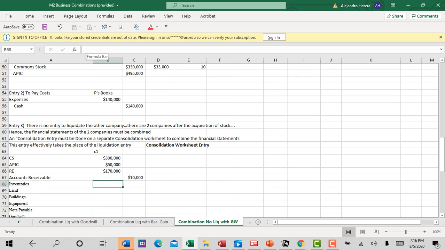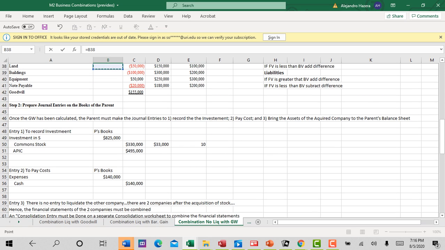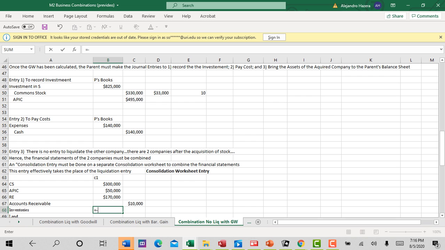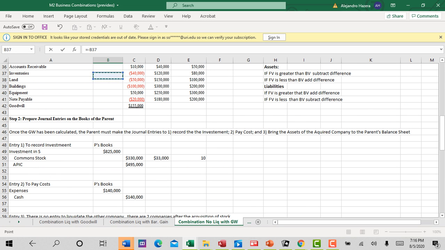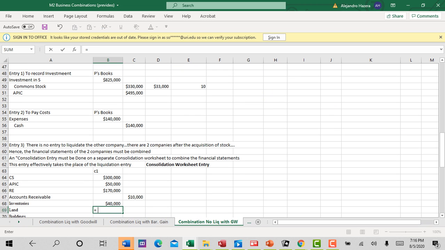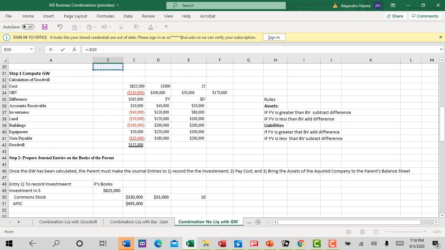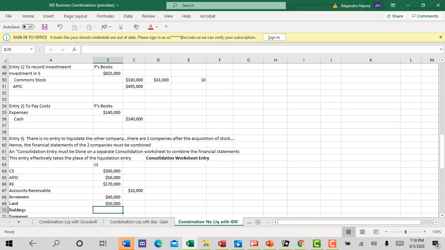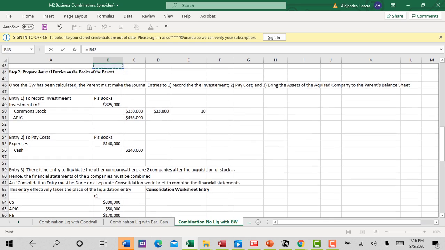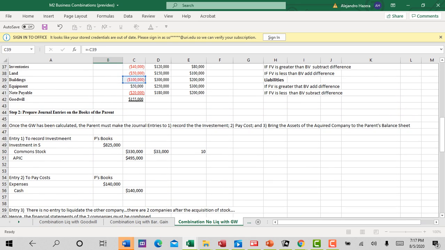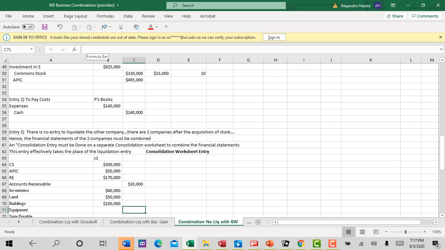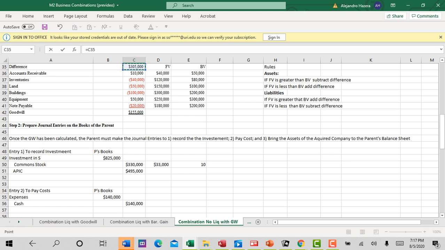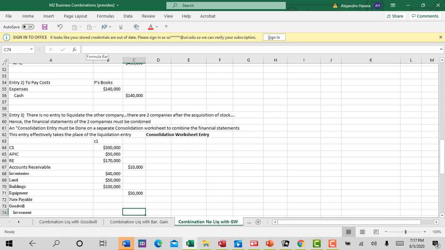Now, inventories, I should put negatives in here. I'm going to debit inventory. It's really a write up. Its fair value is 120, book value is 10, so it's really a write up. So that's why I'm debiting it. Okay, and then we're going to debit land for 50, and then we're going to debit buildings for 100,000. Equipment, I believe, was a write down. So we're going to credit equipment for 50,000.